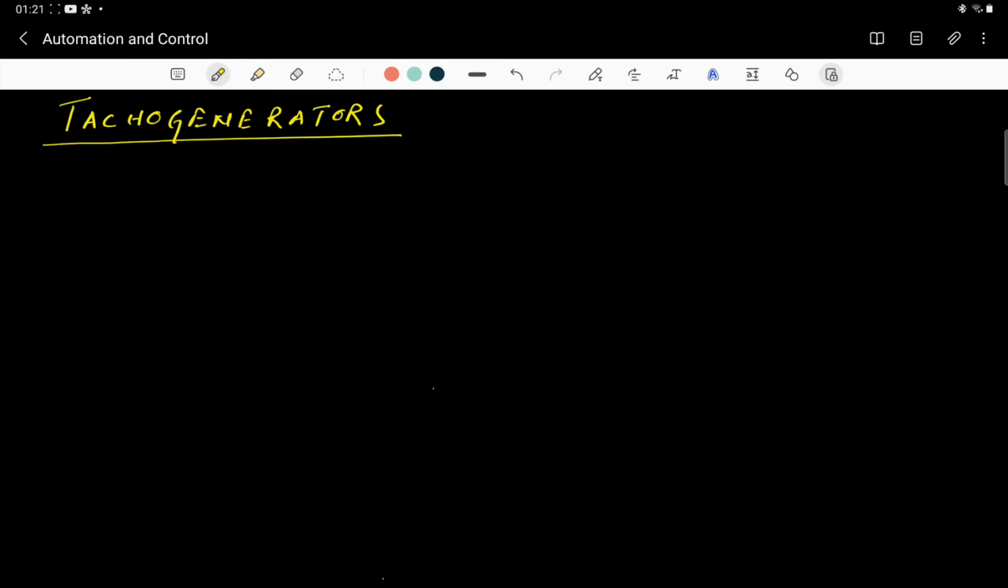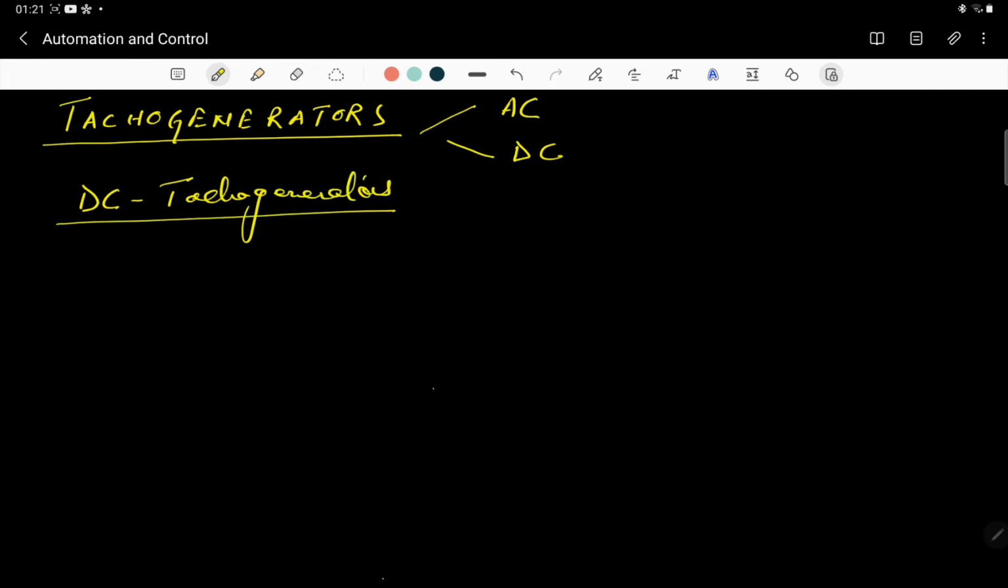So let's discuss both types of generators. Tachogenerators are of both types, that is, it can be AC or it can be DC. First of all we are going to discuss the DC tachogenerators. All right, so first let's draw the simple diagram.